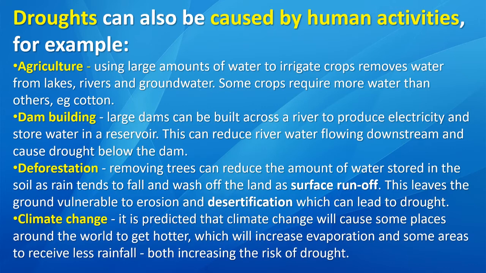Another example is deforestation. Removing trees can remove the amount of water stored in the soil, as rain tends to fall and wash off the land as surface runoff. This leaves the ground vulnerable to erosion and desertification, which can lead to drought.